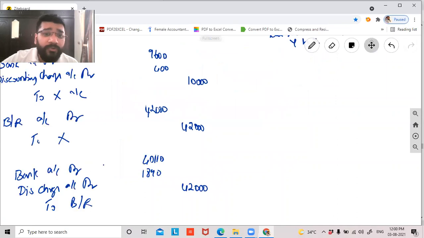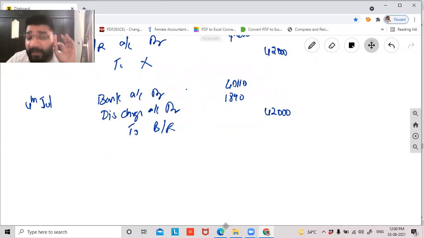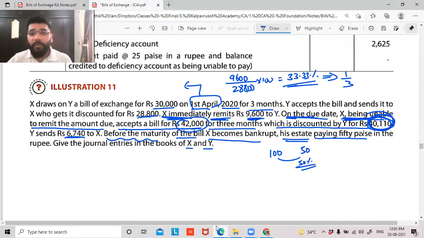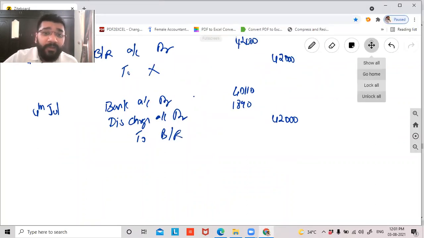Guys, I'm telling you, whatever doubts you have here, you better get them clarified because this is a very, very tricky question and you will get confused at every possible stage. If you're not clear with this sequence of order of entries, you will go wrong. Now, guys, after the bill is discounted, what is Y doing? Y is giving money, 6740, back to X. Y sends 6740 to X. When Y is giving 6740 to X, the amount of bank and its proportionate discounting charges also have to be borne. Now, proportionate means what? What did we agree, guys?